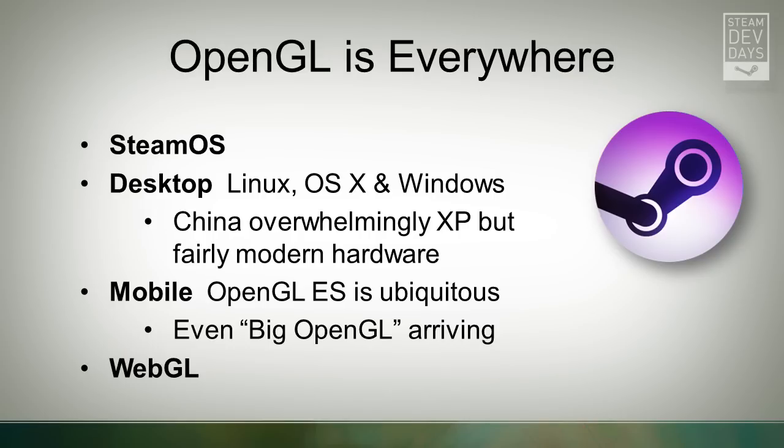Obviously, it's everywhere. It's the 3D API that you use on SteamOS. And also, of course, on Linux in general and other desktop platforms like Windows and the Mac. We're finding, interestingly, that in China, which is a market that we're focusing on a lot more recently with our recent launch of Dota in China, that China is overwhelmingly running Windows XP, which has some interesting implications that we'll get to. Obviously, in mobile, OpenGL is ubiquitous. Even big boy OpenGL is becoming available on the mobile platform with some of the new products that NVIDIA has announced. And WebGL is a way to get at 3D in a browser as well.